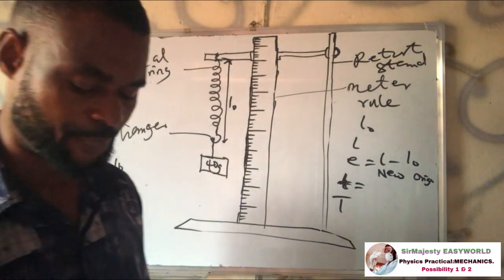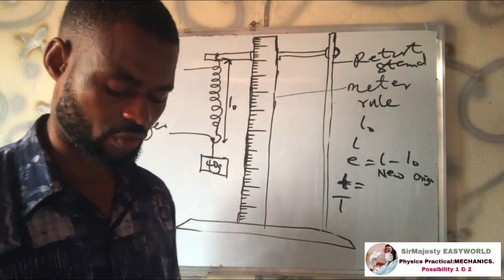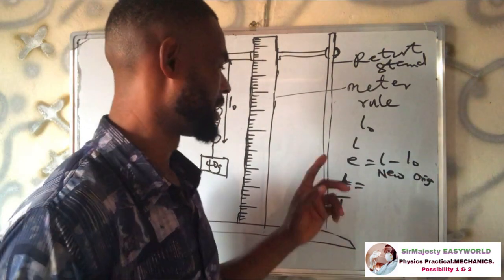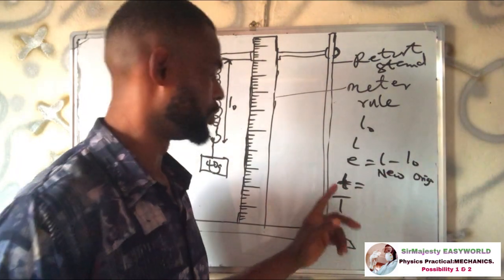We say determine the period of the oscillation. After you have stopped your watch and recorded the time t, you determine your period.